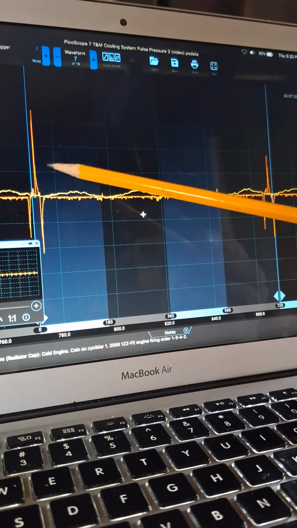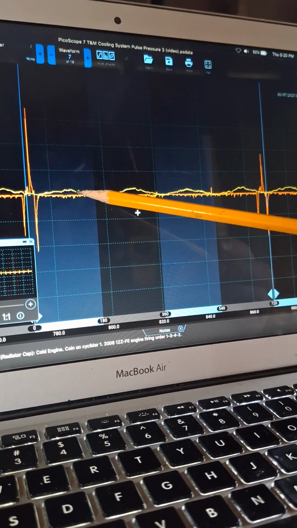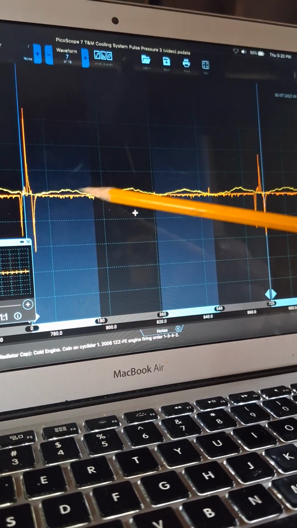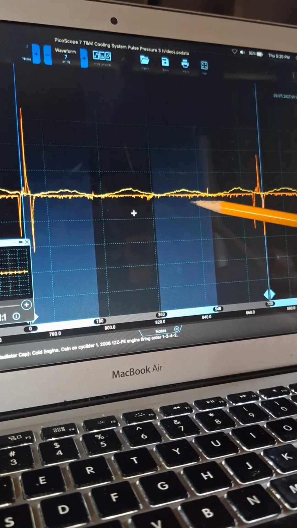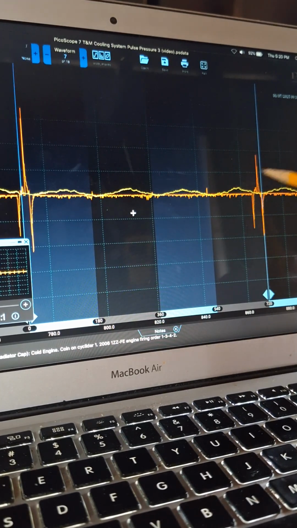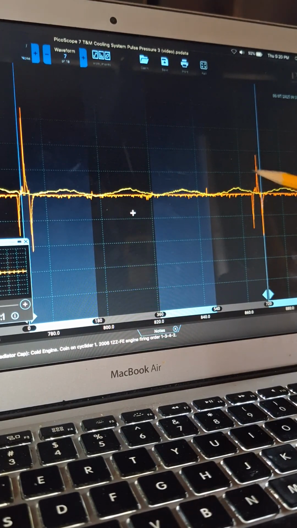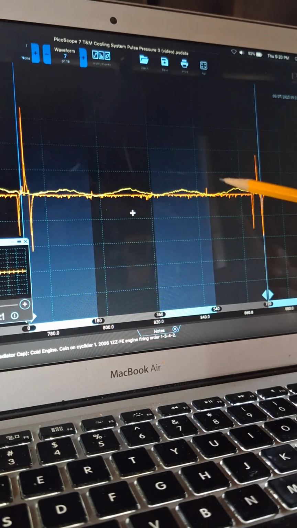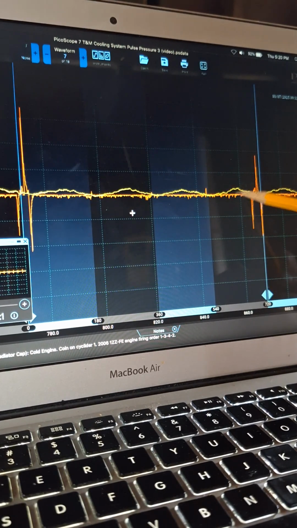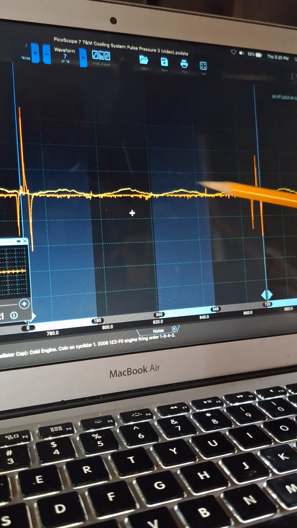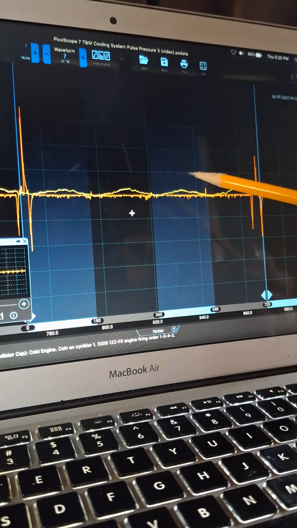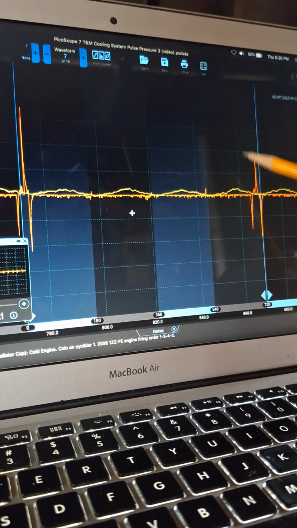This is cylinder one ignition. Then we have cylinder one, three, four, and two, and then cylinder one ignition again. And the amplitude here is effectively zero. This is like 1 millivolt or something. So this engine is completely fine. There's no combustion gases getting into the cooling system.